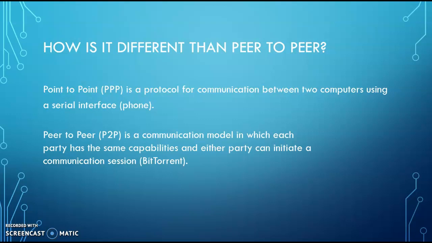Peer-to-peer is a communication model in which either party can open the communication on both sides, not just sending or creating a communication from one end to the other. A good example of this is BitTorrent. If you ever use BitTorrent, someone can download from you as you are communicating with them. So it's a two-way communication that's open on both sides and can be communicated back and forth. Those are the differences between point-to-point and peer-to-peer.